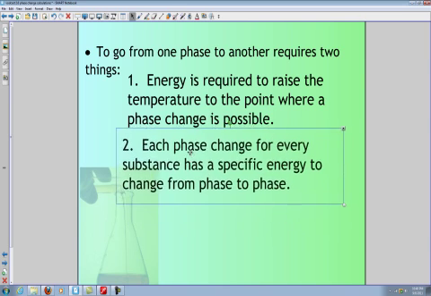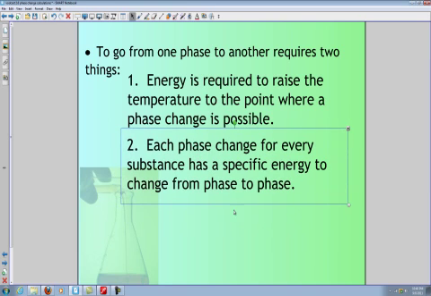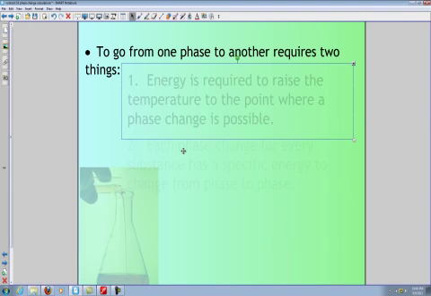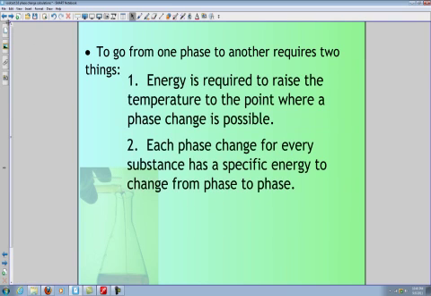The second thing is that at every phase change, there's an energy required to change from phase to phase, or as we looked at in one of those first slides, it's the barrier, the phase boundary. So there's an energy required to jump over that phase boundary. Those are the two parts that are needed.